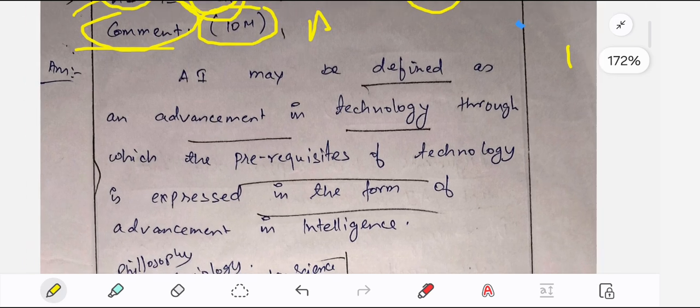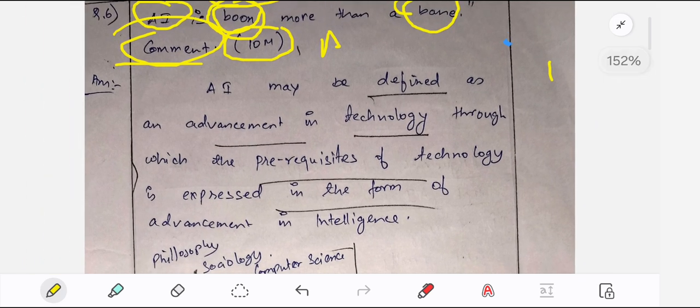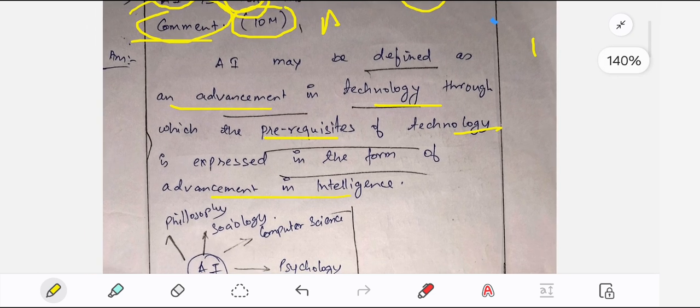First of all, you can write: AI may be defined as an advancement in technology through which the prerequisites of technology are expressed in the form of advancement in intelligence. This is not a definition prepared from before. You can just prepare any definition, and any definition will suffice. So intelligently you are advancing using technology, that is AI.